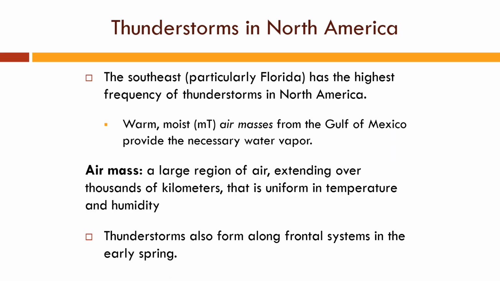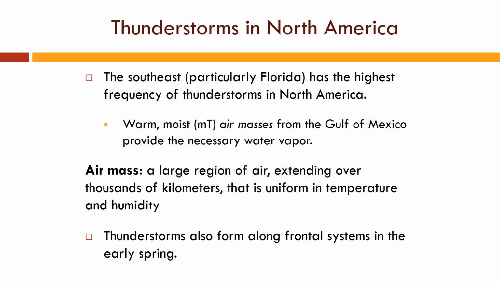If we just look at North America, the U.S. Southeast has the highest frequency of thunderstorm activity, with the highest amount of it in Florida. Why Florida? Well, it's got ocean on three sides, and it's got lots of maritime tropical air masses coming in from the Gulf of Mexico.